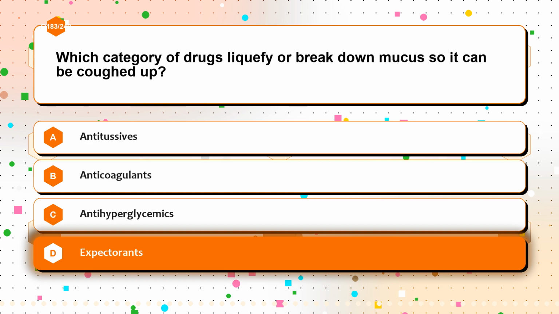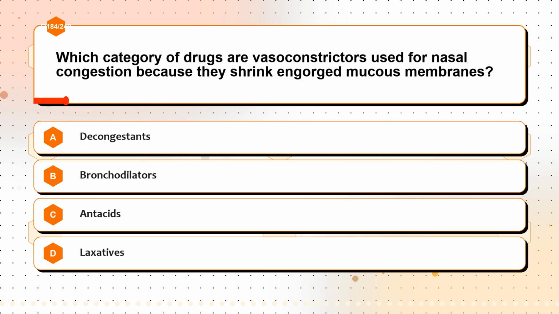The correct answer is option D, expectorants. Question 184. Which category of drugs are vasoconstrictors used for nasal congestion because they shrink engorged mucous membranes? Here are the options. Option A, decongestants. Option B, bronchodilators. Option C, antacids. Option D, laxatives.